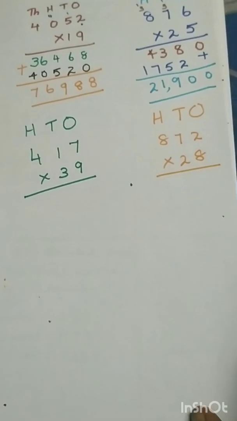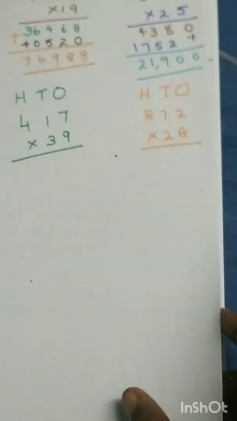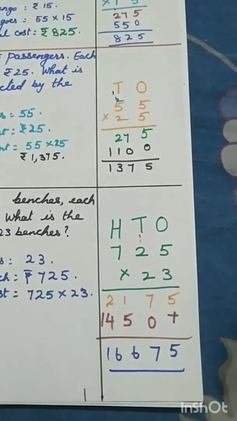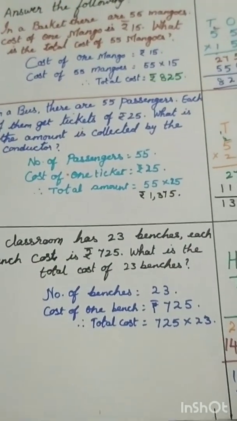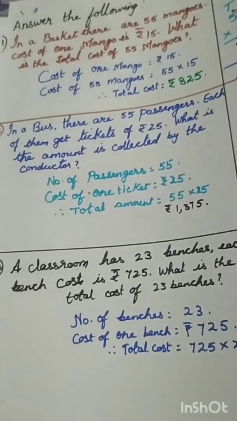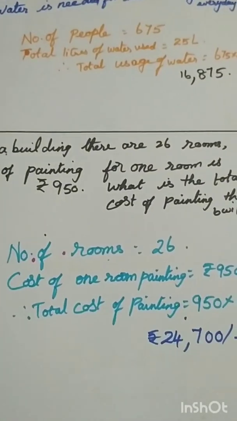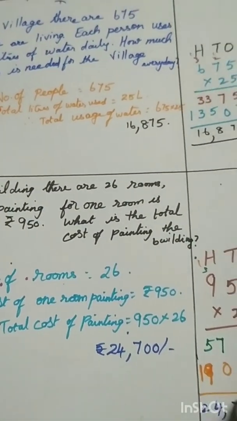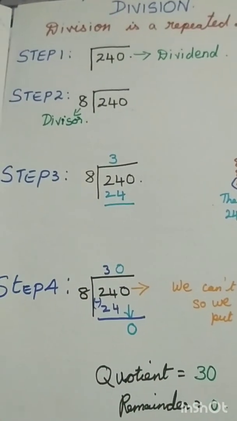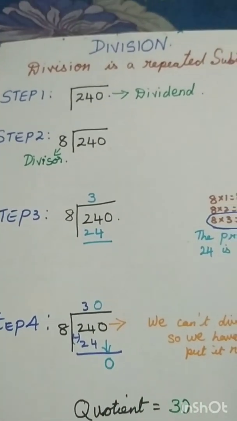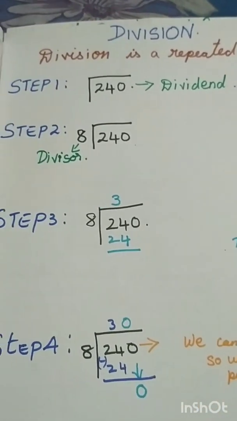Now I have finished this multiplication for you. I have given 2 sums as homework for multiplication. Please do and see. Then I have given you the problems for the multiplication also. I have finished. 5 problems are there. Just copy it in the classwork. So copy that also. Next, I move on to the division part of it.